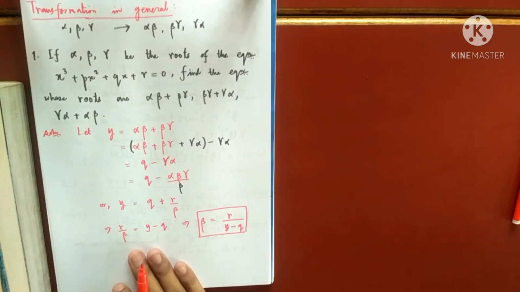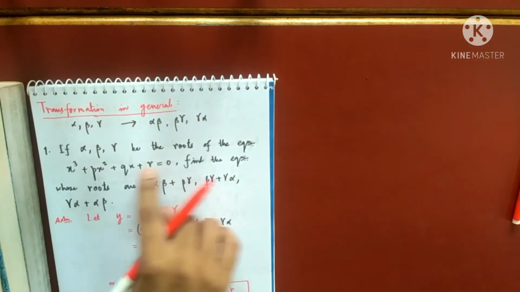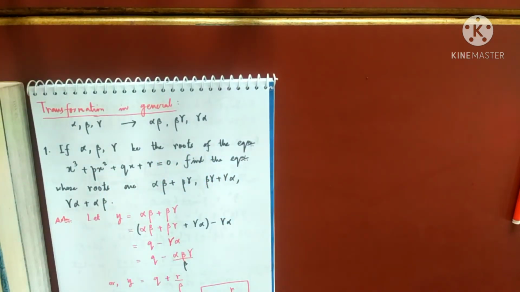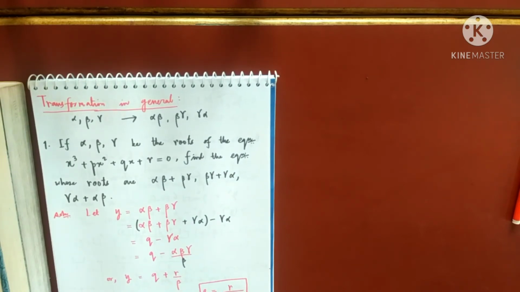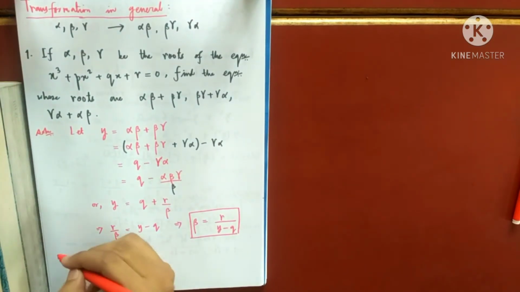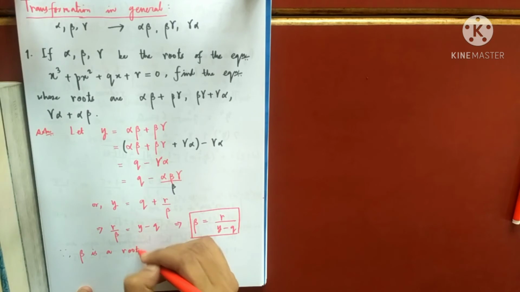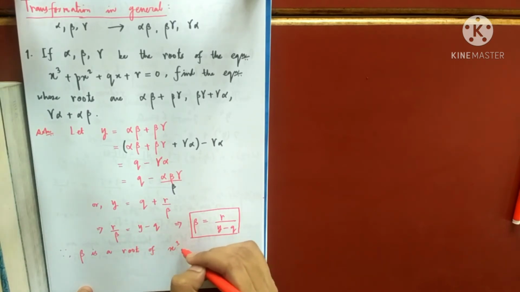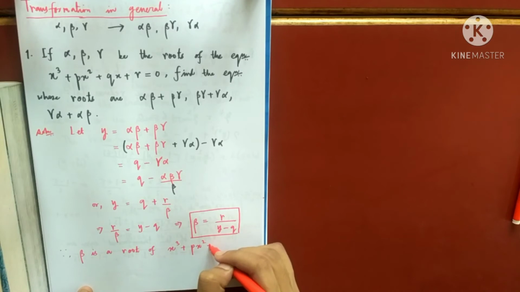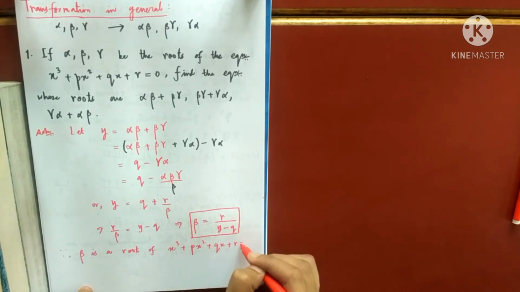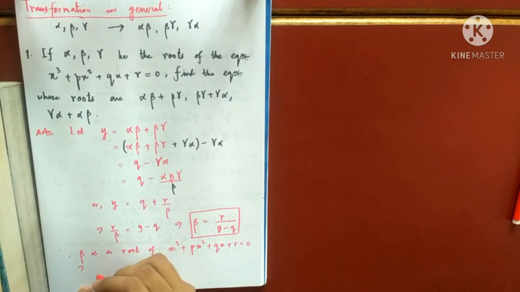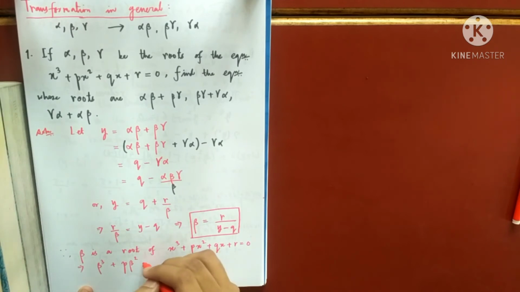Now I will use the fact that beta is a root of this equation, so beta will satisfy this equation, right? So you may just write that since beta is a root of this equation, this will imply beta cube plus p beta square plus q beta plus r equals 0.